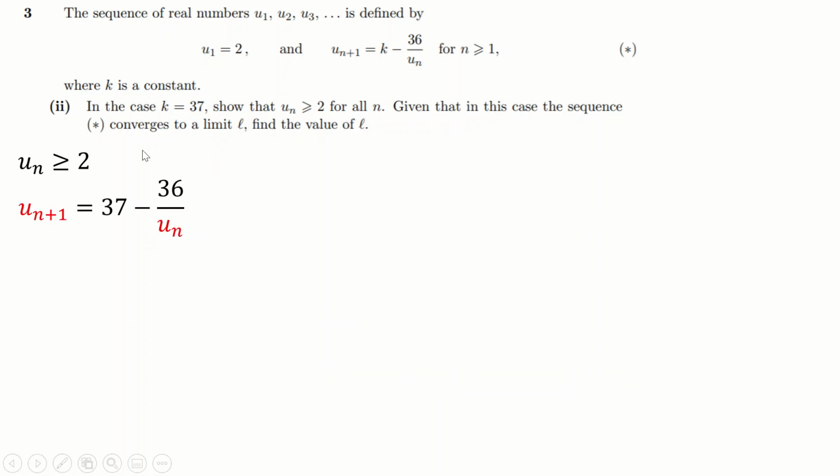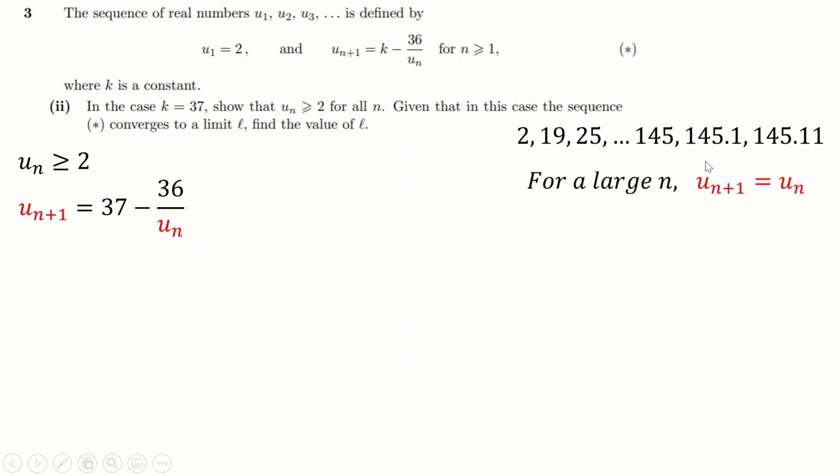So given in this case, so this case is when un is always bigger than 2, which I just proved, or equal to, I guess, and the recurrence relation is where k is 37. So that's the case. Given in this case, the sequence converges to a limit. This thing here converges to a limit. Find the value of it. Now, what is a limit? Well, if you take a sequence that maybe starts increasing, and it always increases by slightly less each time, and you eventually end up at a point where it's barely increasing at all, right?